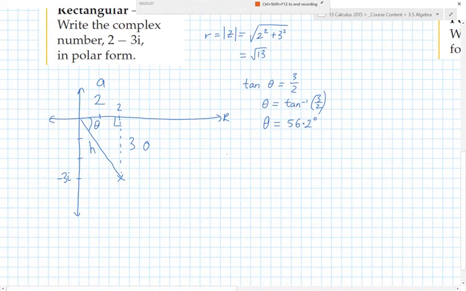So when we write our complex number, it's going to be our modulus r, so root 13 times cos 56.2 for the real part, plus i sine 56.2 for the imaginary part. And so if you think about it, if you're looking for the real part, you'd just go that times that, and you'd get the real component, which would be 2. And if you're looking for the imaginary component, that times that, and you'd get 3 from your calculator.